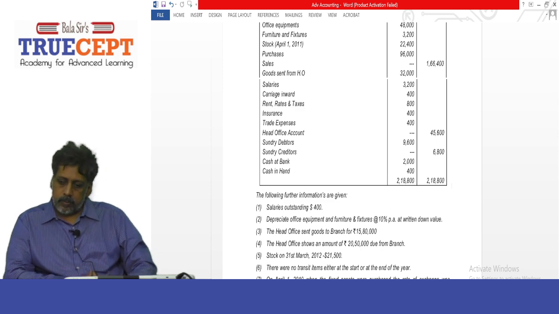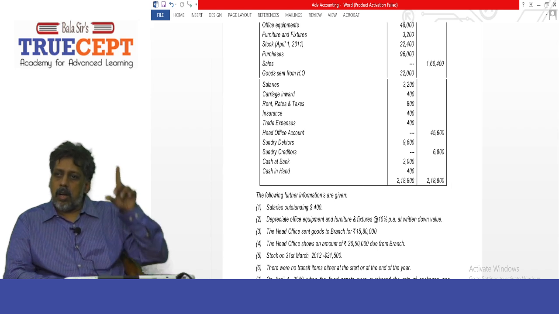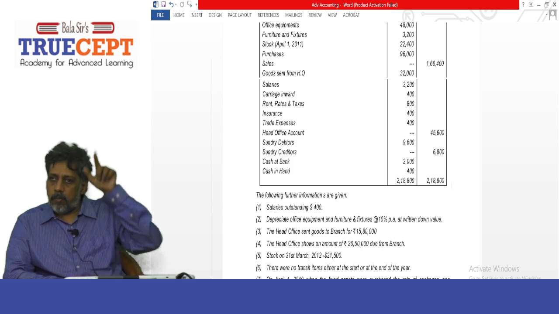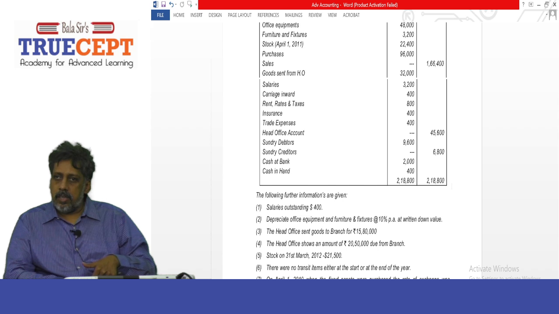Yes. Next, head office sent goods to branch for 15,80,000 rupees. You know, this will be the rupee value of the goods received from head office. Yes, sir. Is that fine? $32,000 given. So here the actuals, the amount is given.